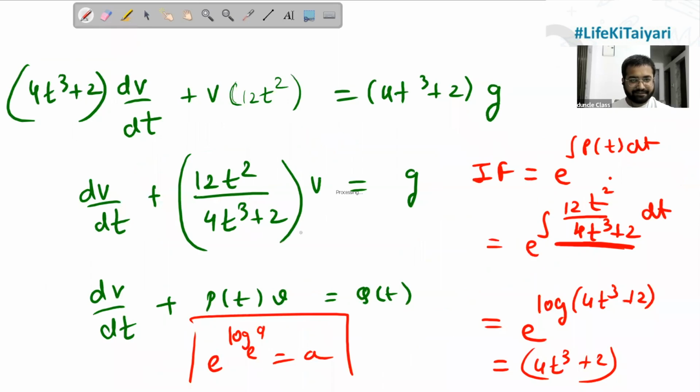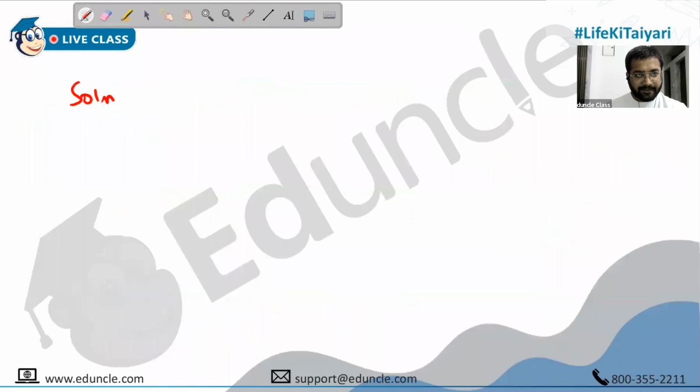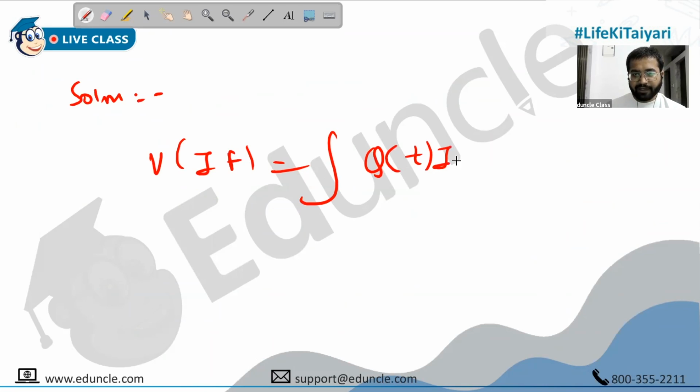Yes sir. Let's solve this. So what's our solution, people? We write v into integrating factor. This is integration of q of t into integrating factor dt. You usually write y into integrating factor. Answer is integration of q of x into integrating factor dx. Correct? Do you do it like this method only, no? Yes sir. Okay, so this is v into what is integrating factor?